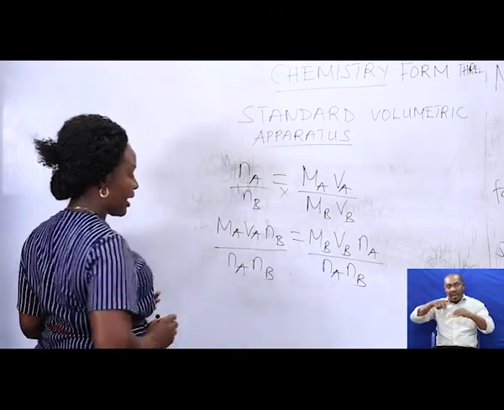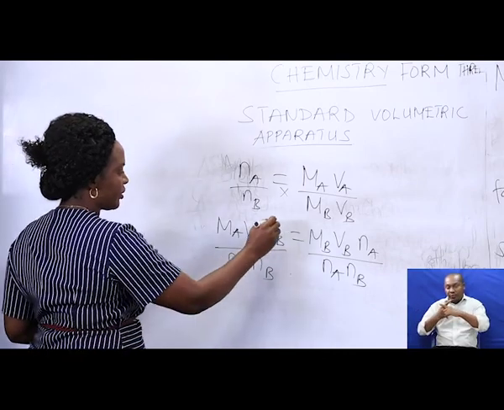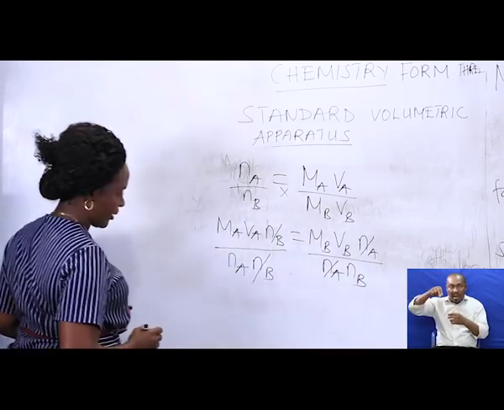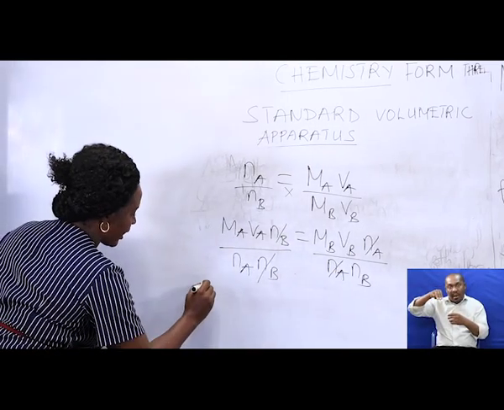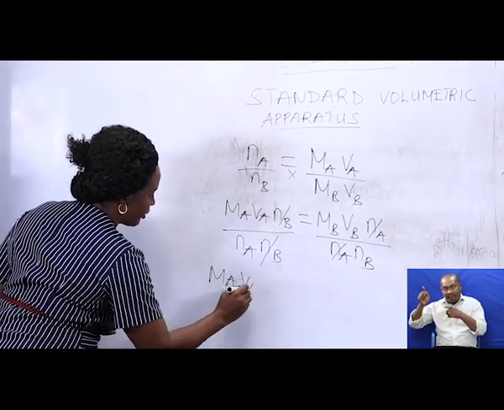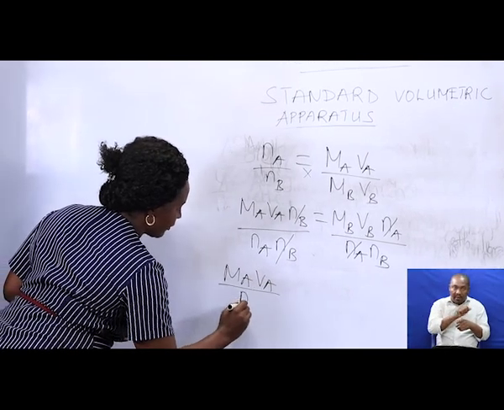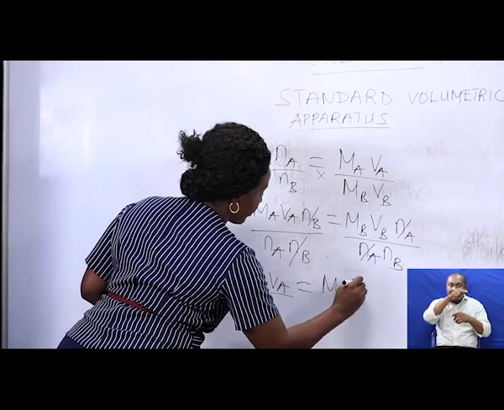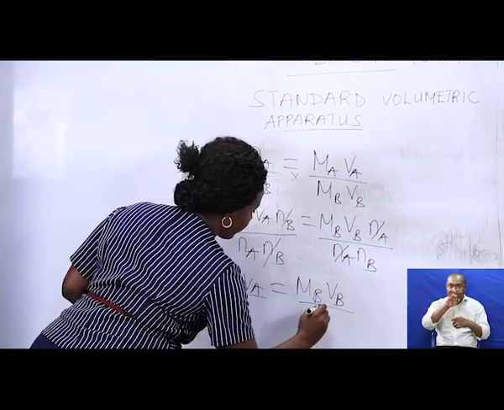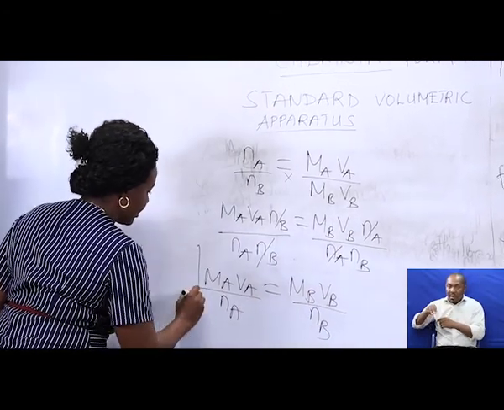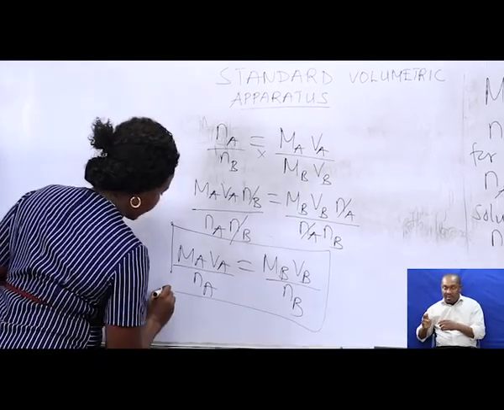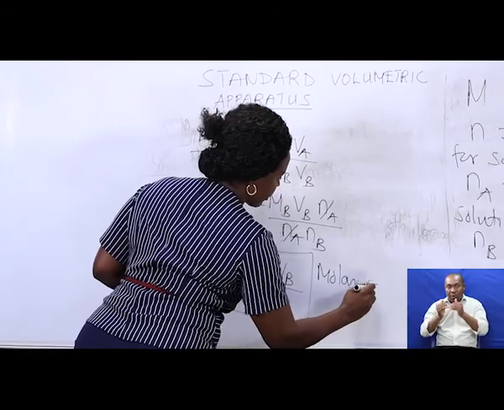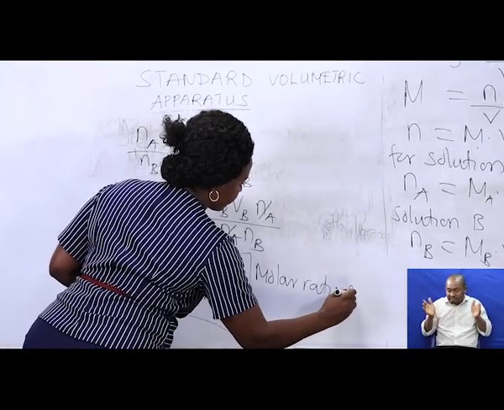Cancel the ones which relate. So this and this will give me 1. This and this will give me 1. So what remains? It is molarity of A, volume of A over number of moles of A equals molarity of B, volume of B over number of moles of B. What is this? This is called the molar ratio formula.